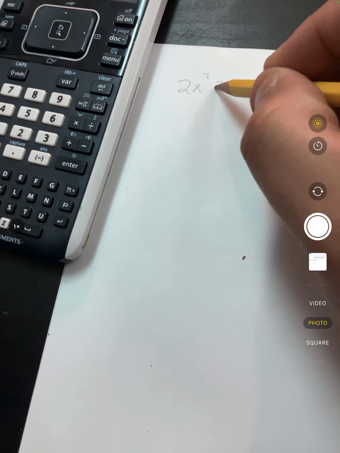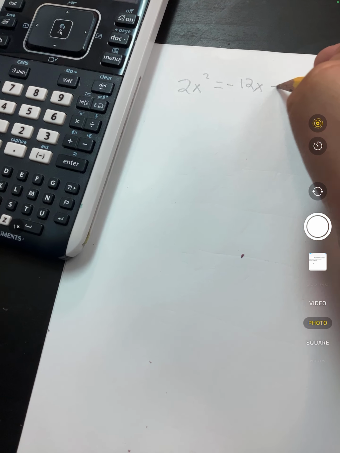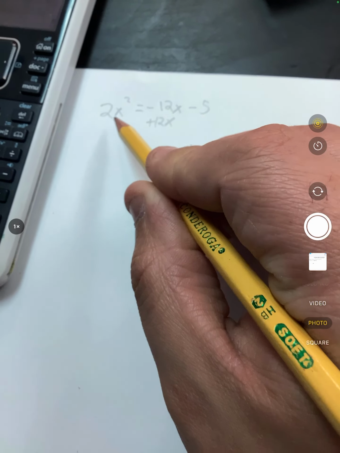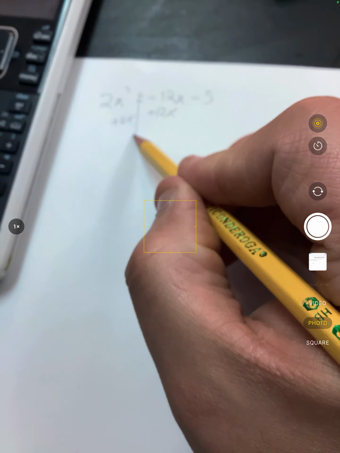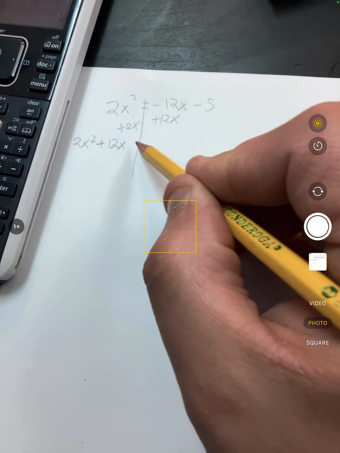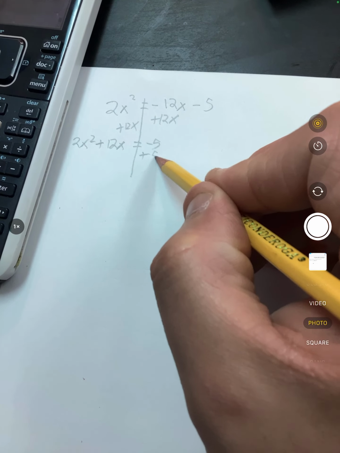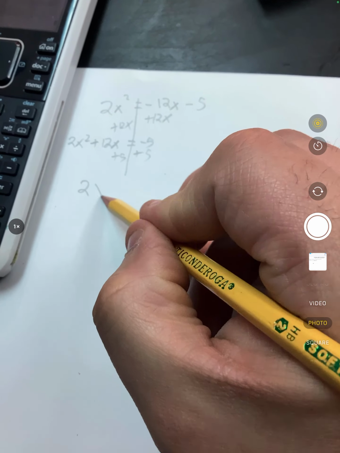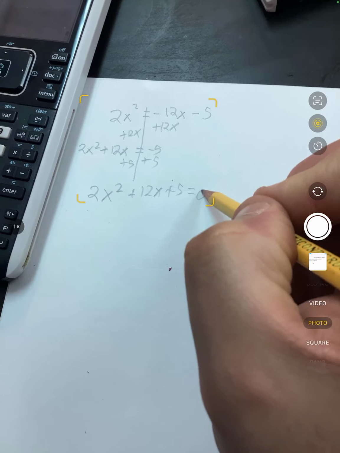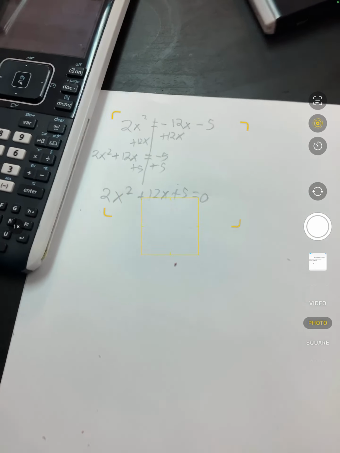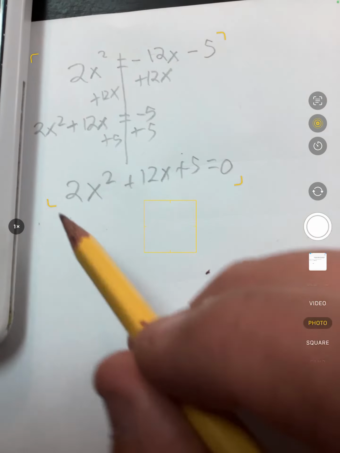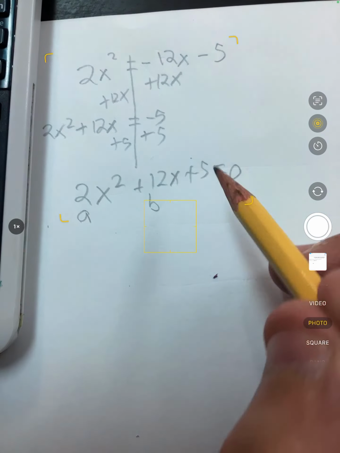So I get 2x squared equals negative 12x minus 5. When I add 12x on the left side and I add 12x on the right side, I get 2x squared plus 12x equals negative 5, where I can add 5 on both sides. 2x squared plus 12x plus 5 equals 0. Okay, now our goal is to be able to solve this, and that's going to take just a couple of seconds. Label A, label B, and label C.